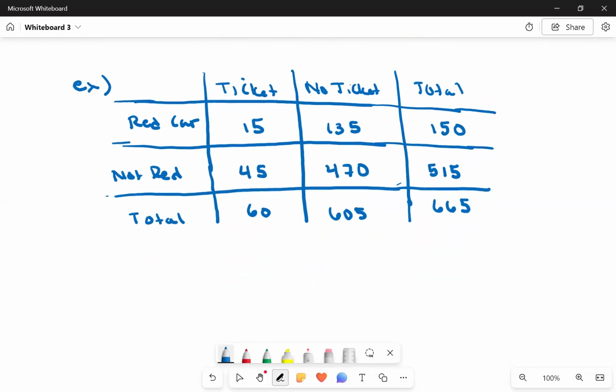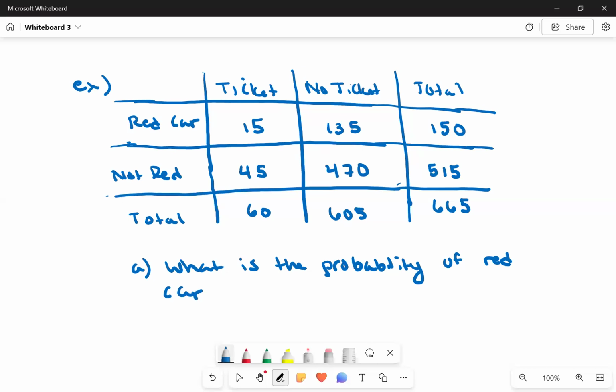So you're in a red car or you're not in a red car. You get a ticket or you don't get a ticket. And this is speeding ticket. All right, great. Let's ask the question. What is the probability of a red car or a speeding ticket?